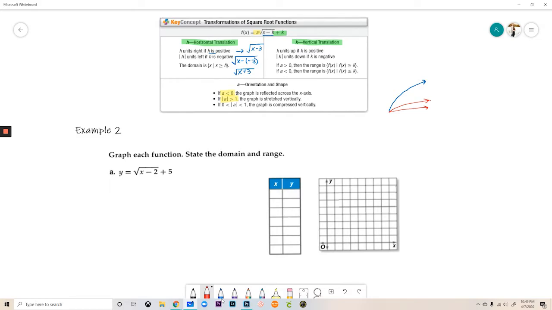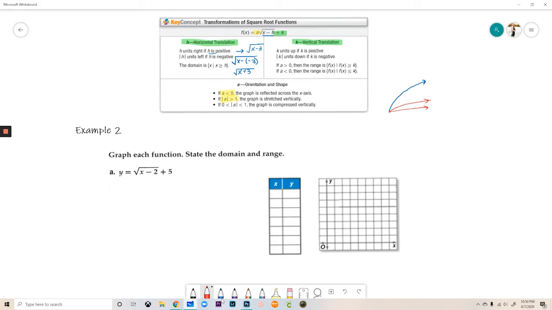So whatever a is, a has a lot of different things going on with it. If it's positive, it's going to be above the x-axis. Negative, it's going to reflect across the x-axis. If the absolute value is greater than 1, it's going to be stretched, more steep. And if the absolute value of a is in between 0 and 1, it's going to be a little more flat, a little more narrow. So we're going to use that to hopefully help us graph this.